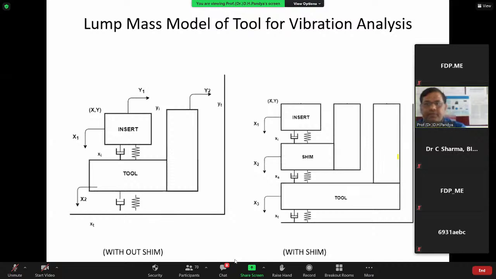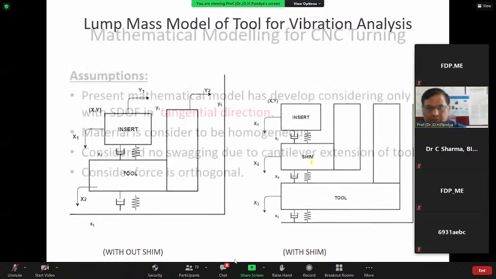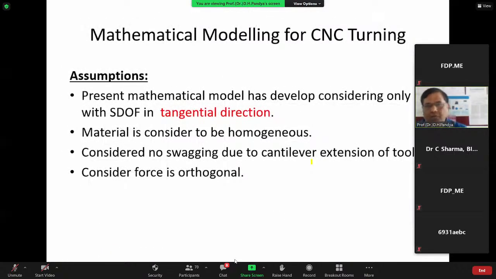For this FDP, I have taken only a very simple model system. A lumped mass model system has been given. Here, this model is without seam, and this model is with seam. The y direction is not discussed in today's presentation. Only a one-directional analysis has been made, so for that, we make this assumption.